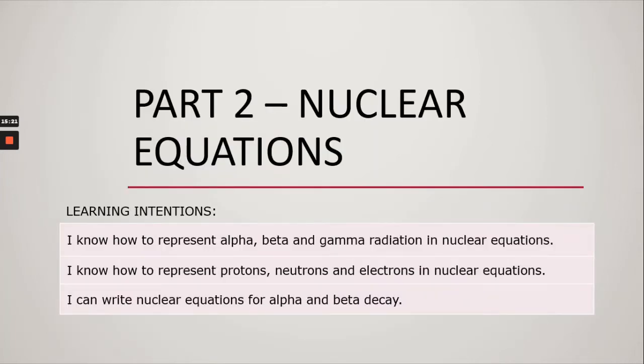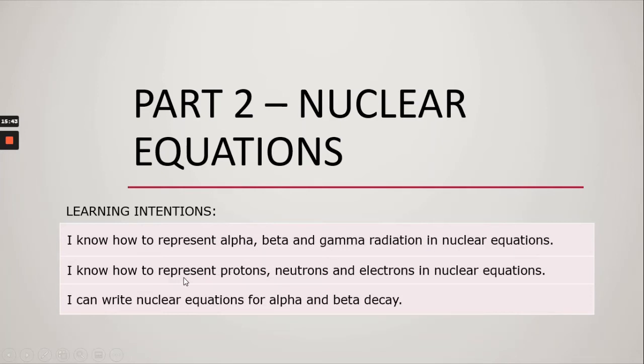Okay, so this is part 2 of this week's lesson on nuclear chemistry, and in this part we're going to look at nuclear equations. Like I mentioned, hopefully you've had a little break since doing the first part of this week's lesson, because you're going to need to think a little bit more carefully for this part. So we're going to learn about how to represent alpha, beta and gamma radiation in nuclear equations.